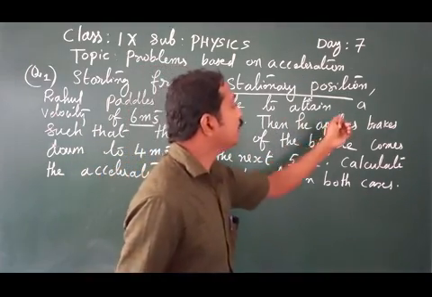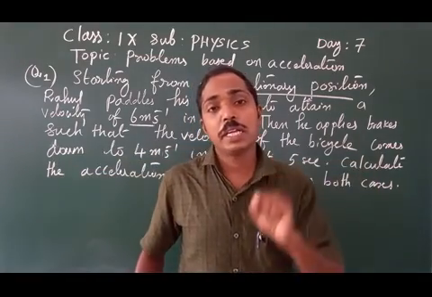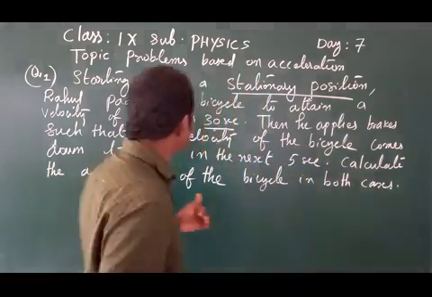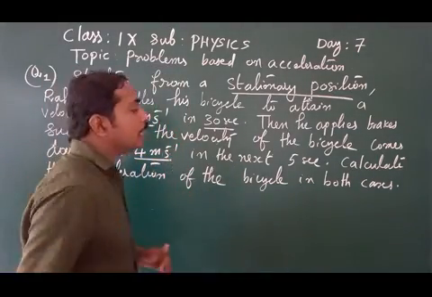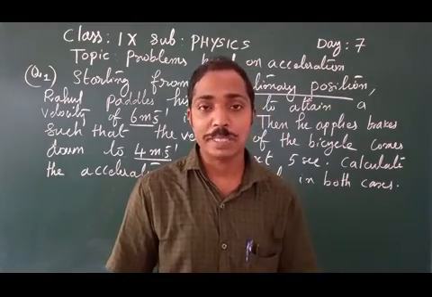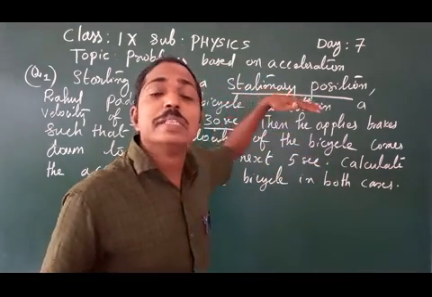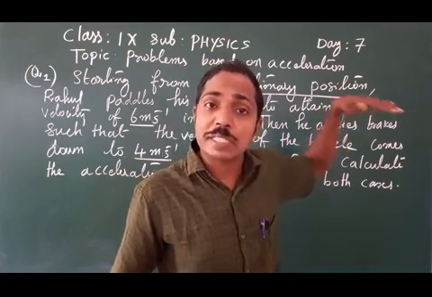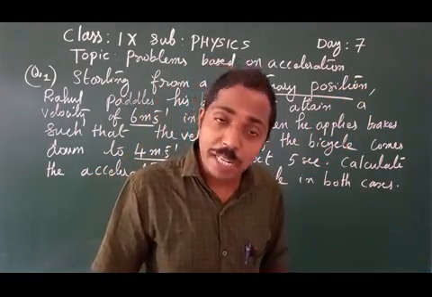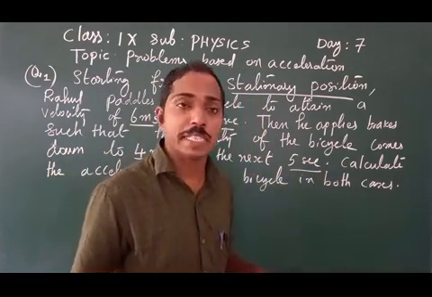Then he applied brakes. What will happen when we apply brakes on a cycle? Speed will decrease. Here speed decreased to a value of 4 meters per second. So in the second case we start from 6 meters per second, which we consider as initial velocity, and 4 meters per second as final velocity. That takes place within a time interval of 5 seconds.